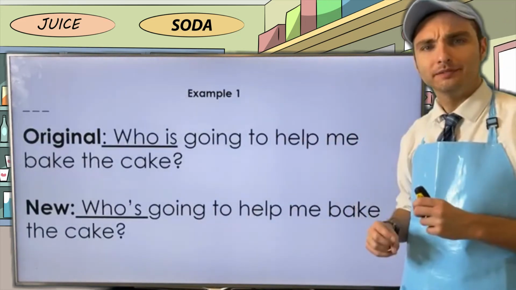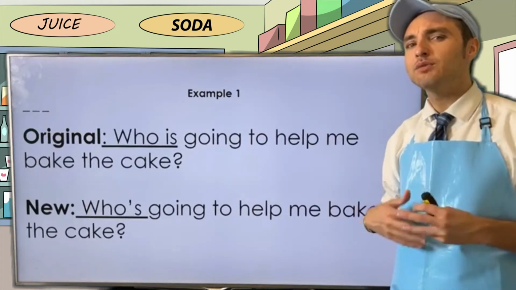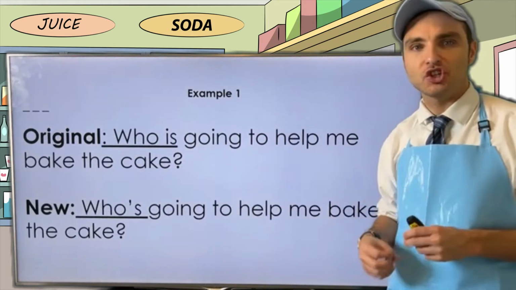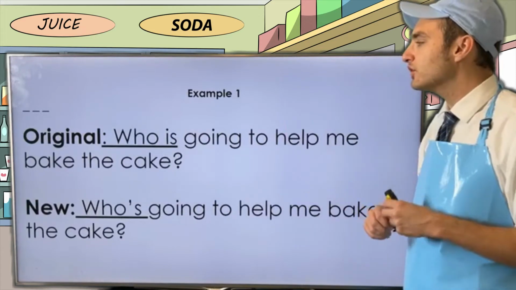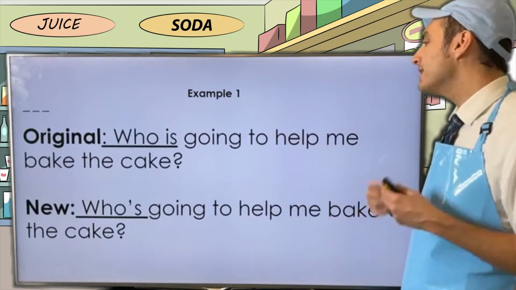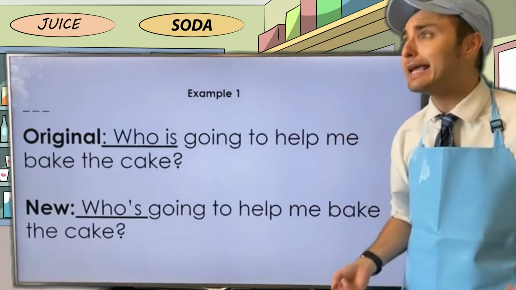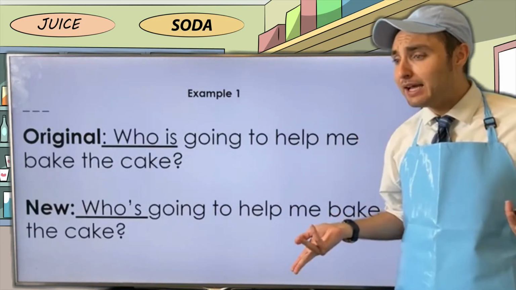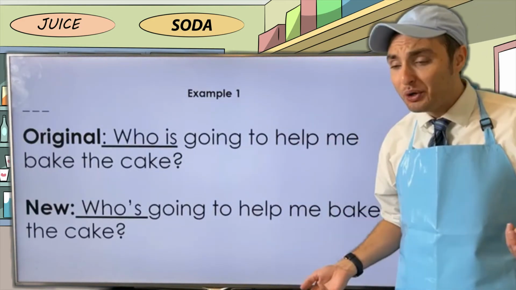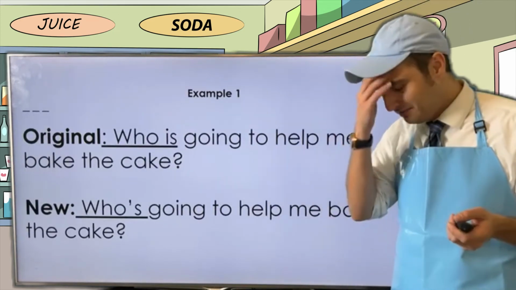Example 1. Let's say that we're not using whose as a contraction just yet. Our original sentence is, who is going to help me bake the cake? Last time I did that, I put it on broil. It wasn't good.